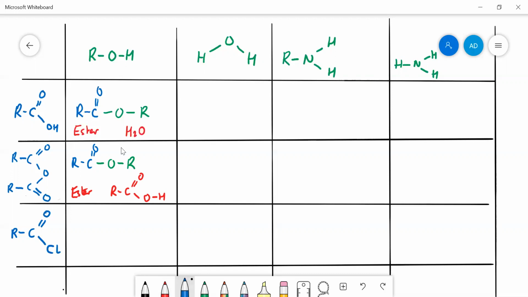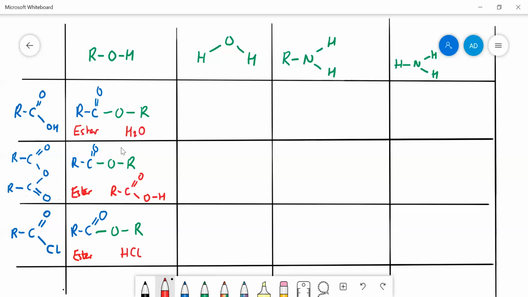Let's finally do the alcohol with the acyl chloride. Well, the little molecule we're going to get, you're going to lose your Cl and your H there, so you're going to get HCl eliminated. And here, we're going to get the green, we're going to get an ester. And the small molecule is going to be HCl.